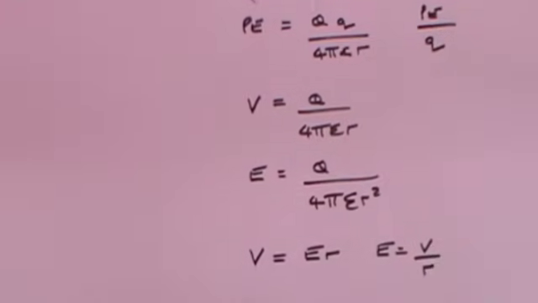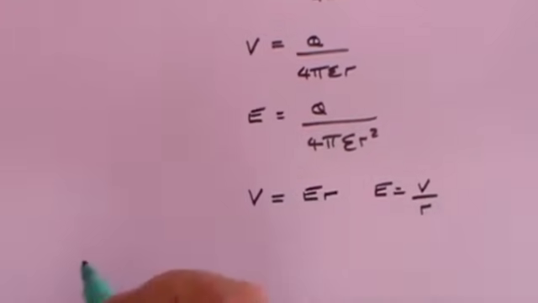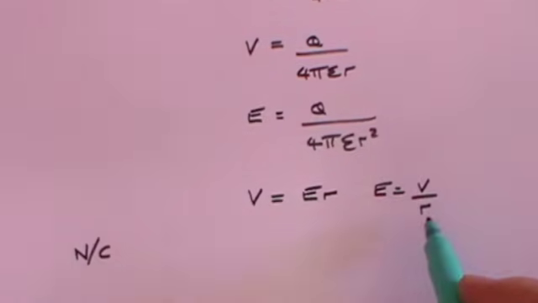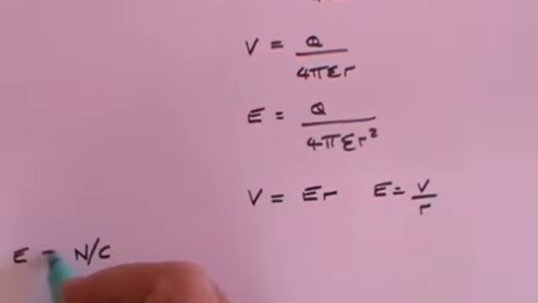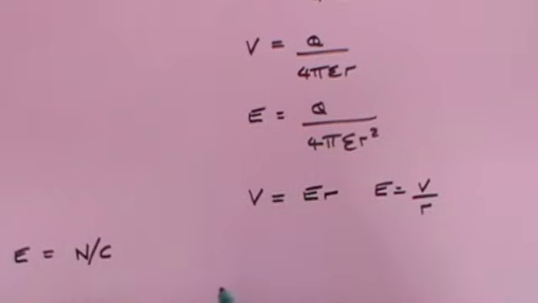And just to notice that earlier on in the video we said that the E field could be measured in terms of newtons per coulomb because it is force divided by charge. Now you'll see it's also volts divided by distance. So E is not only newtons per coulomb, it's also volts per meter. You can express the E field in both ways.